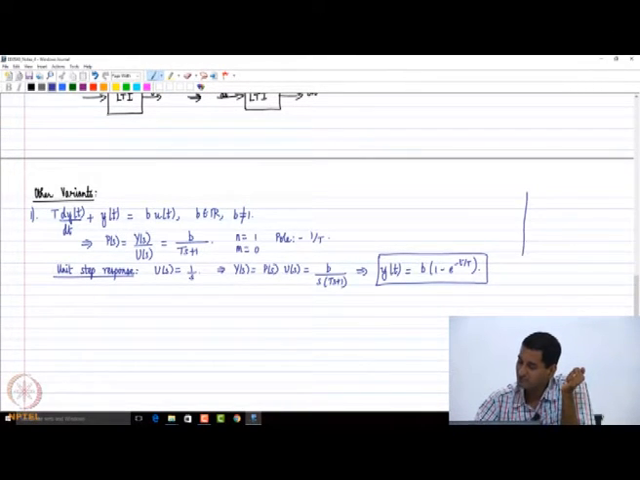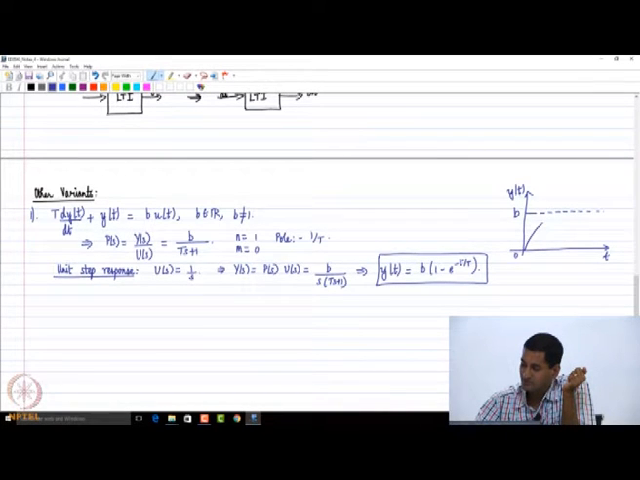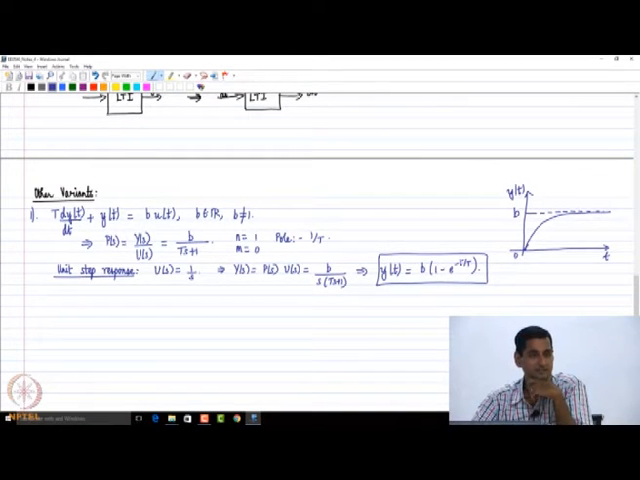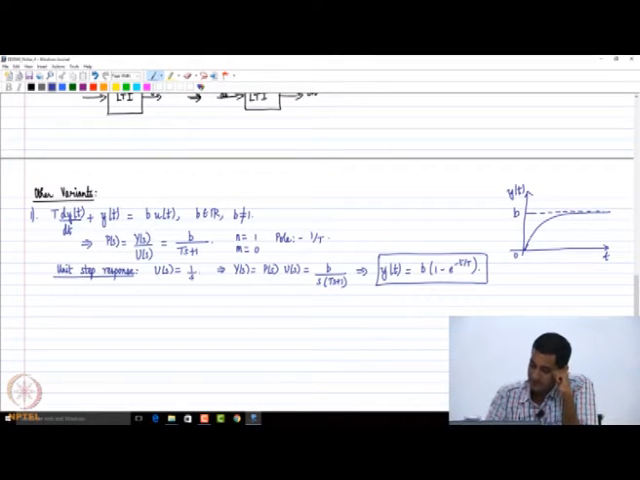So if you plot y of t versus t, the point I am trying to make is that the steady state values need not be 1 all the time. That's why I am doing these variants. The output will go from 0 and then settle down to b in this particular case. Clear?